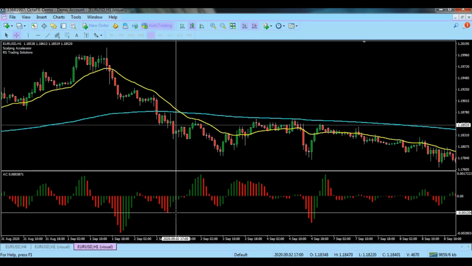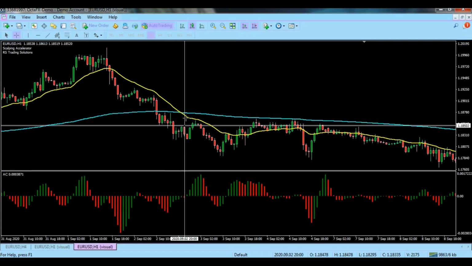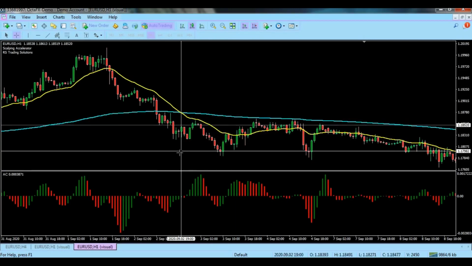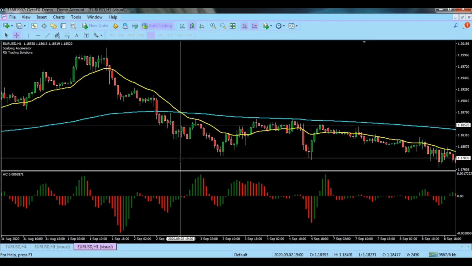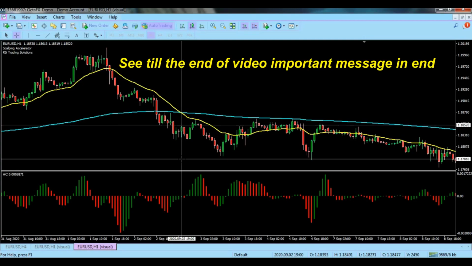This is the perfect strategy. I have been using this strategy for a long time. It is giving consistently good results. We need to place exactly correct stop loss and take profit so that you can gain income consistently.